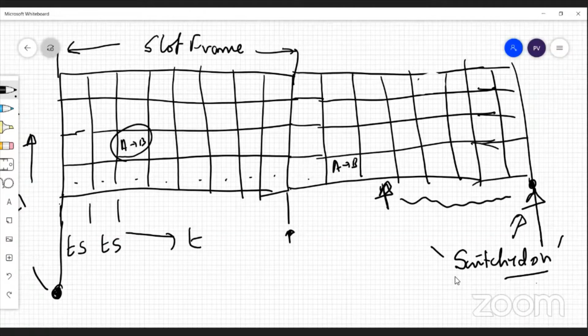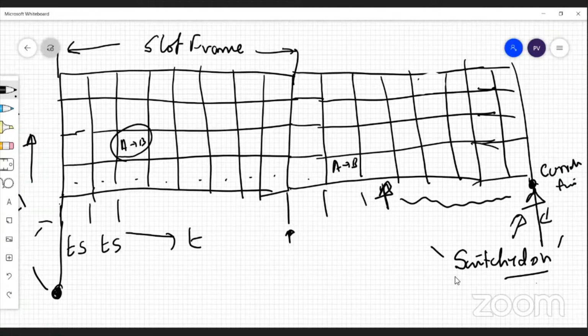Actually, you can count, right? I know the current time. This is my current time here. And I know when it was switched on. So I know how much time has elapsed. And I also know how much is each time slot. Quickly, I can make out everything, and I know that, oh, I'm right here. So many slot frames have passed, and now I am at the beginning of this time slot.